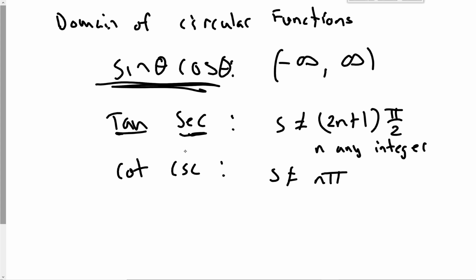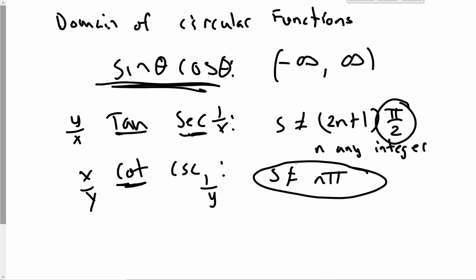For tangent and secant, I'm a little bit limited because tangent is y over x, and secant is 1 over x. So I cannot have x in the denominator, meaning I can't have wherever x is 0. That'd be at pi halves and at 3 pi halves, so every odd multiple of pi halves. And then cotangent is x over y, and cosecant is 1 over y. So I can't have y equal to 0, so that's at 0, at pi, at 2 pi, at 3 pi, 4 pi. So that's every n pi, where n just stands for any integer. So those are the domains of my circular functions.